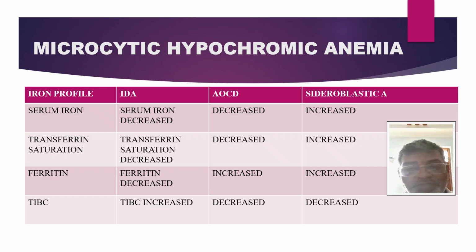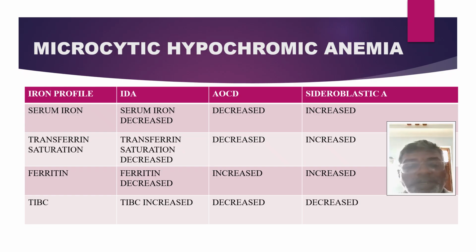Red cell distribution width is high in iron deficiency anemia and normal in thalassemia. Mentzer index is MCV by RBC count. It is approximately around 13. If the Mentzer index is more than 13, it is iron deficiency anemia, and if it is less than 13, it is thalassemia.